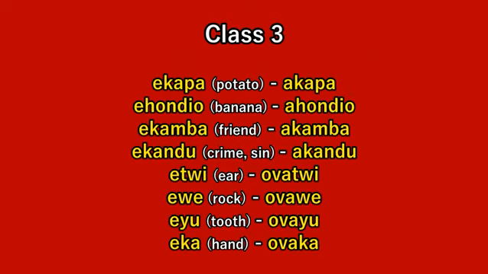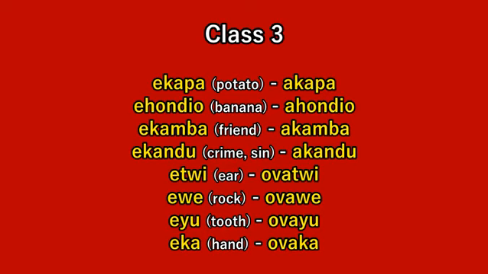Class 3, most books say that it includes large objects and parts of the body, as well as some abstract nouns. Difficult to say. Ekapa, potato. Ehondio, banana. Ahondio, bananas. Ekamba, friend. Akamba, friends. Ekandu, crime or sin. Akandu, crimes and sins. Etui, ear. Ovatui, ears. Ewe, a rock. Ovawe, rocks. Eu, tooth. Ovaio, teeth.